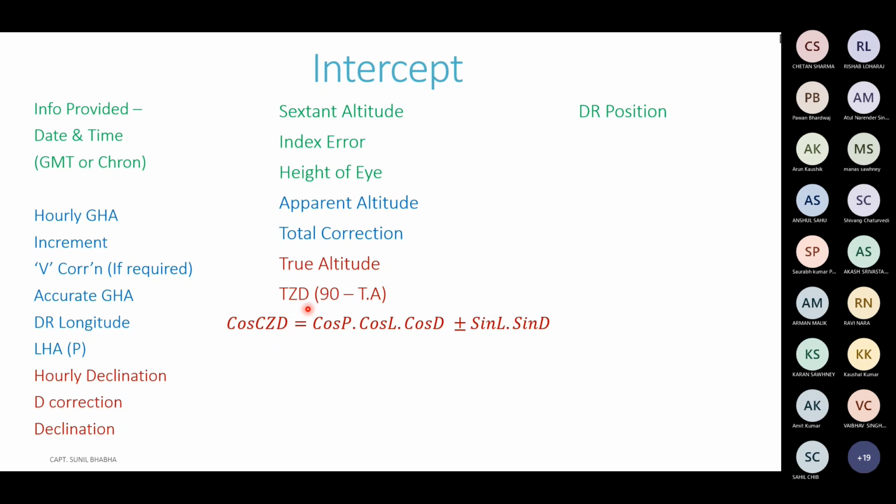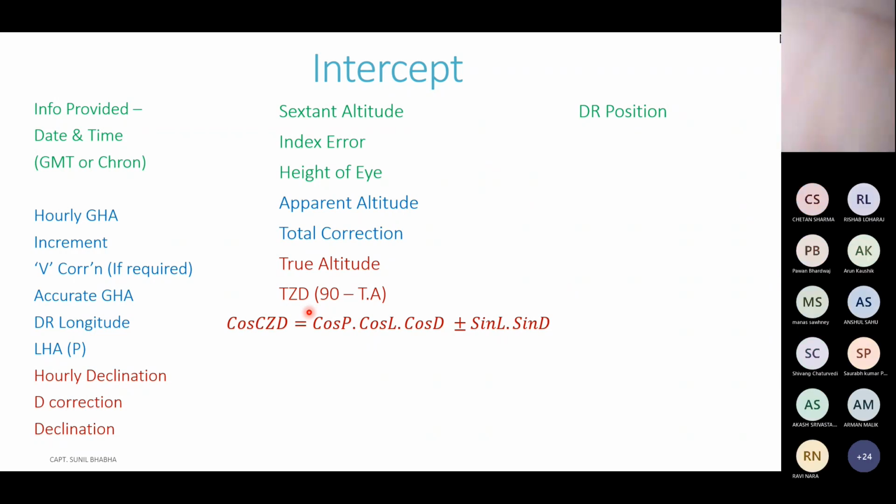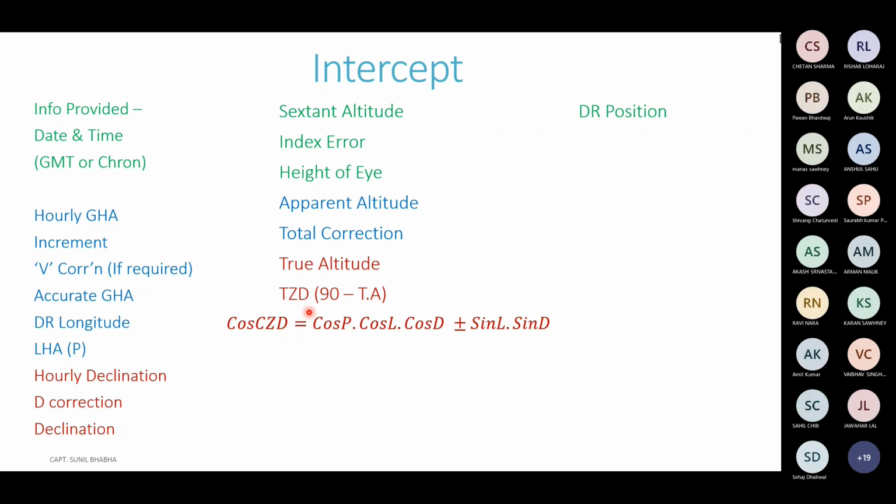The true zenith distance is what is obtained from the true altitude, which is obtained from a sight or an observation. So if you get the true altitude and you use it to get the true zenith distance from a sight or observation which you have taken yourself, that is known as true zenith distance. Why is it called true zenith distance? Because there is no scope of any error or inaccuracy in that zenith distance.